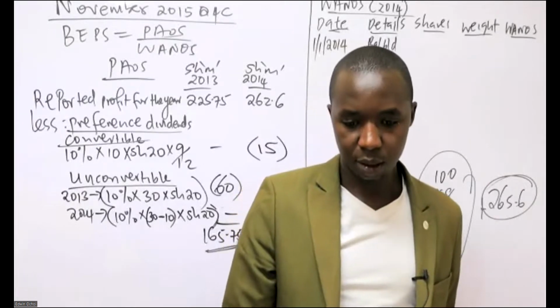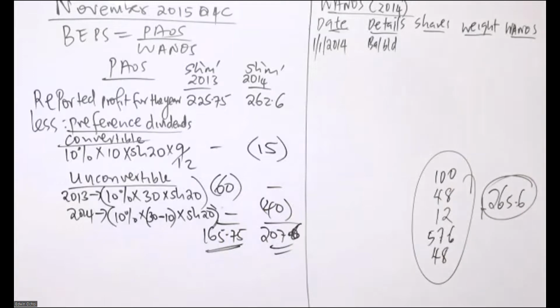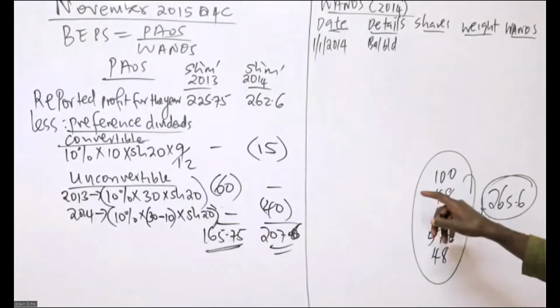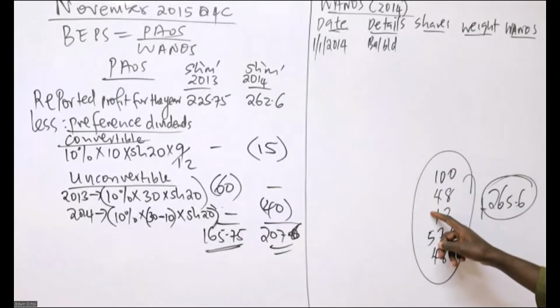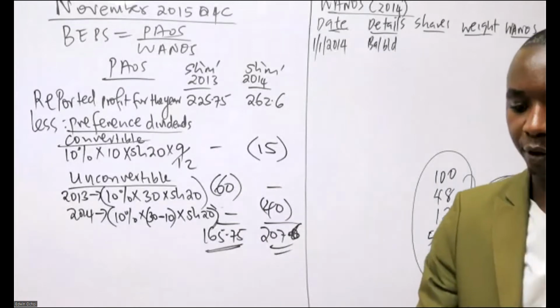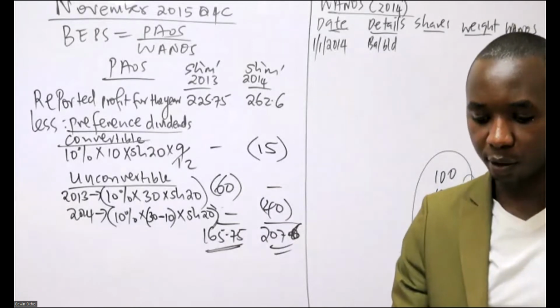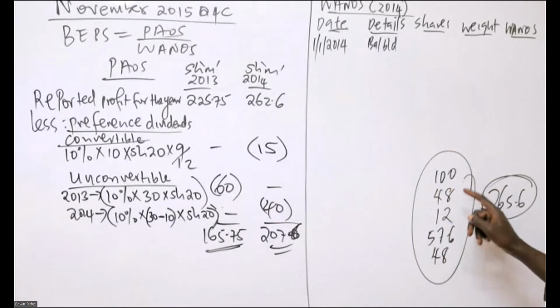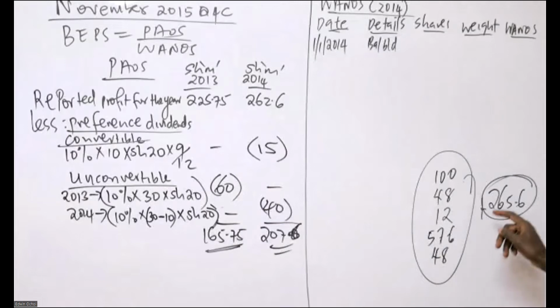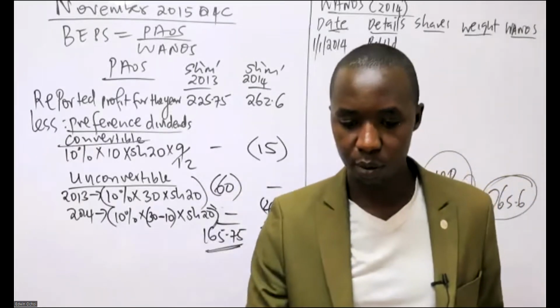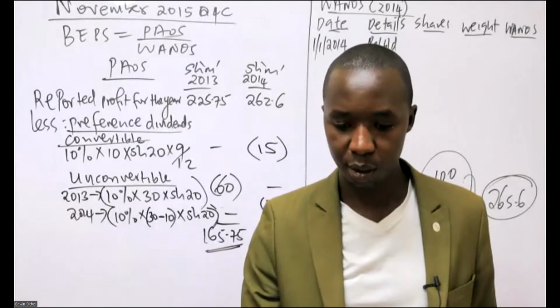So now I was trying to explain this aspect of the shares for 2014. What I'm supposed to start with here are the shares from the previous year. So the shares from the previous year are 148, 12, 15.6, and 48. From that first table we did, you add your shares. So by the end of the previous year, the shares issued were 265.6.